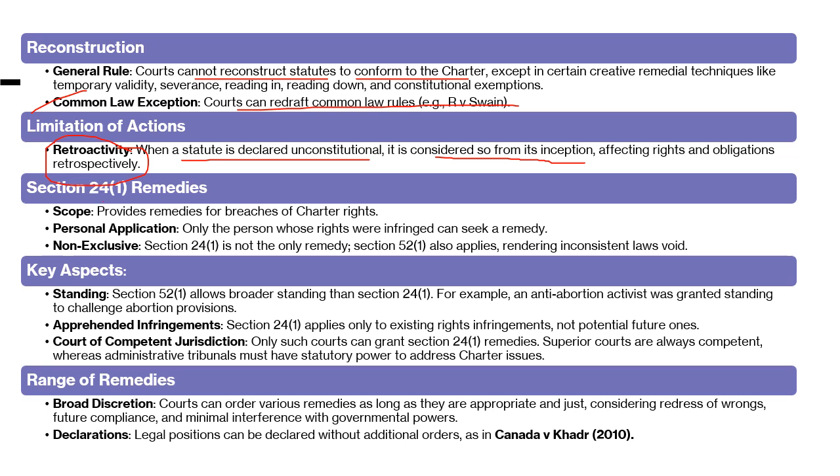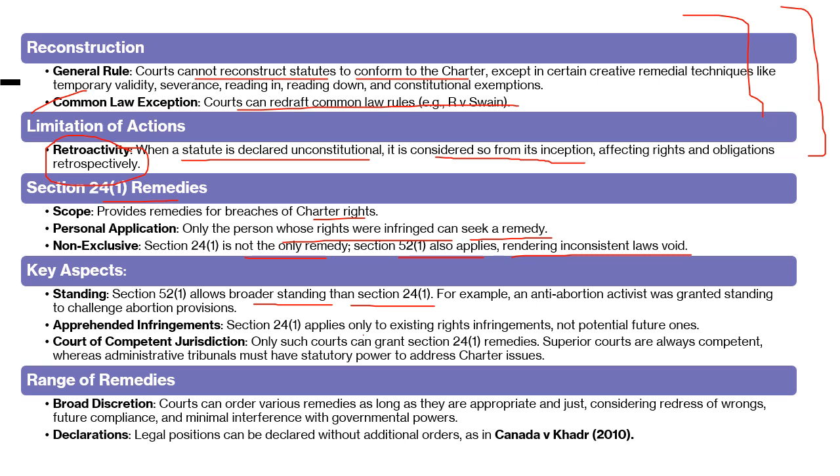Section 24(1) remedies. So these were the remedies that are as per Section 52. Now Section 24(1) remedies provide for breach of a Charter right. Only the person whose rights were infringed can ask for this remedy. So Section 24(1) is not the only remedy. Section 52 also applies, rendering inconsistent laws void. This we know. Section 52(1) allows for broader standing than Section 24(1). So the remedies that we talked about here are broader ones.